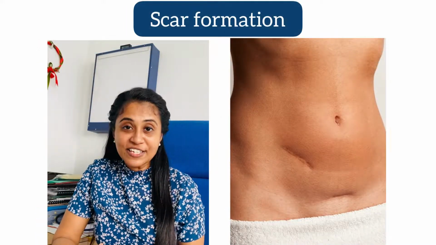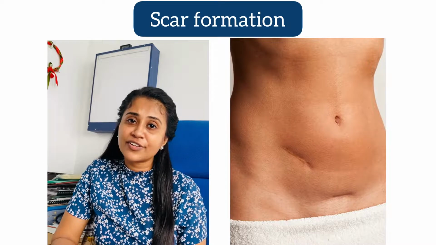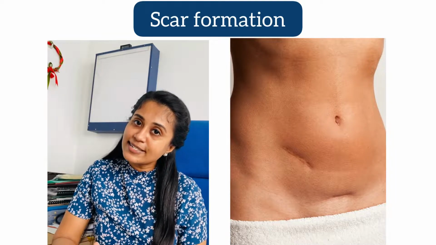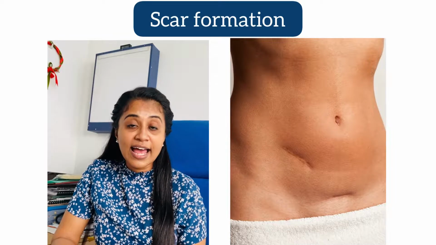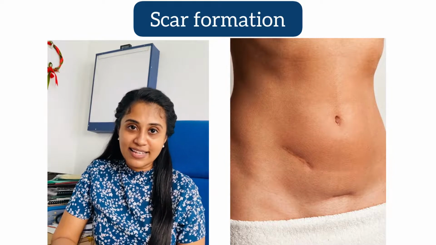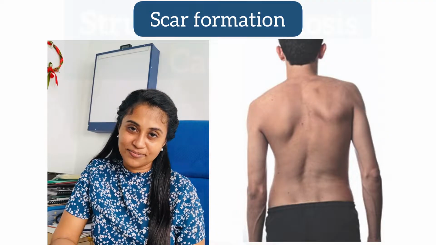The third one is surgery or a scar on one side of the body, especially after abdominal surgery or spinal surgery. The muscles on that particular side get weaker and become shortened in length. That creates a small imbalance in the spine, and the spine starts to curve to one side.